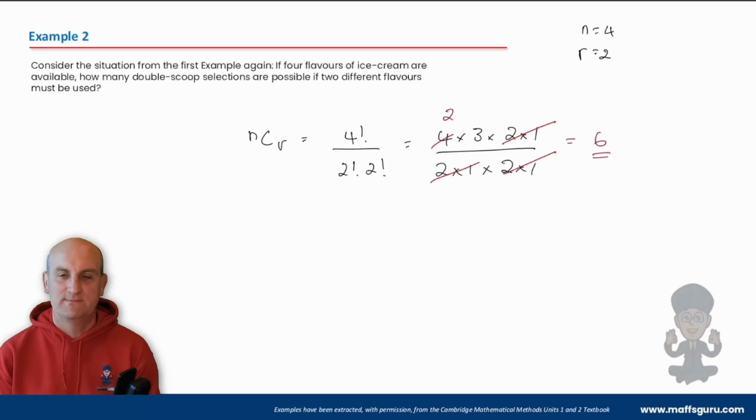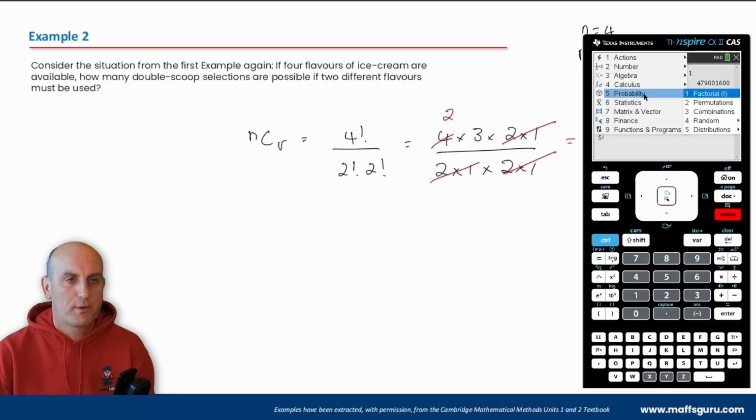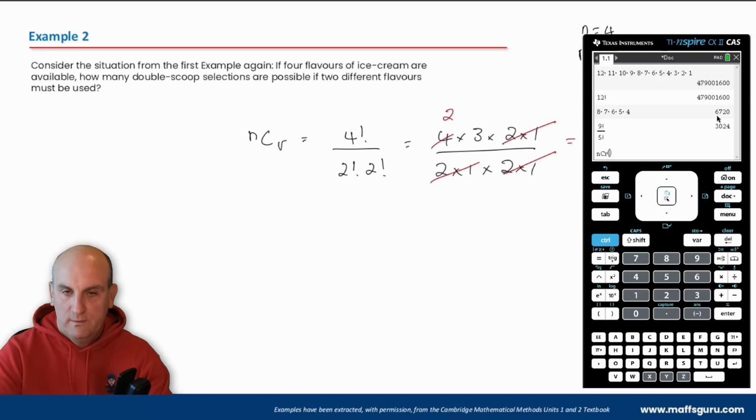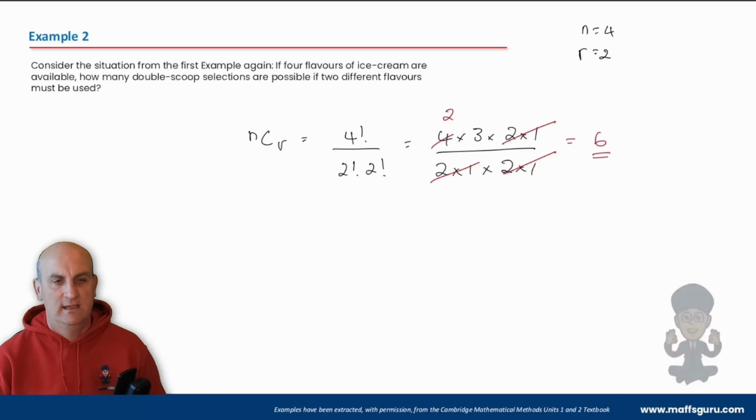And again, I could have put that into my calculator if I'd wanted to. And yes, there are calculator functions that can do this for you. Let's just show that while I'm here. So menu, probability, let's do combinations, nCr. The first value you put in there is the value of n, so that would be 4, 2, hit enter. And out comes my 6 different selections I can have.